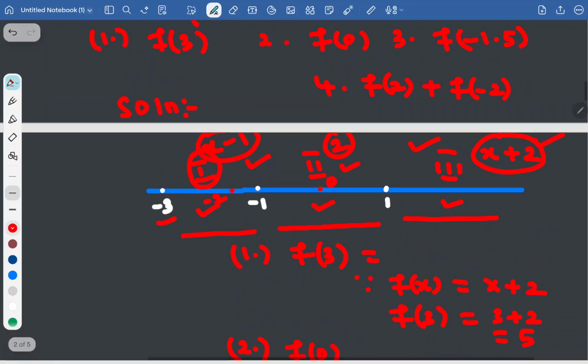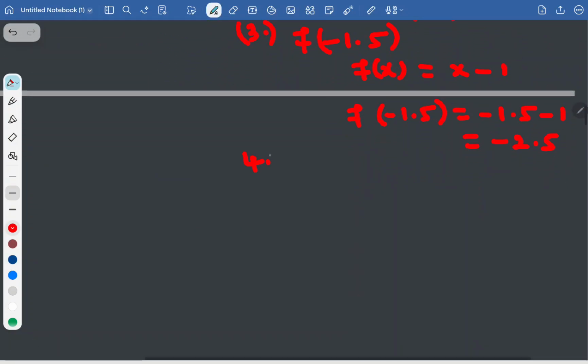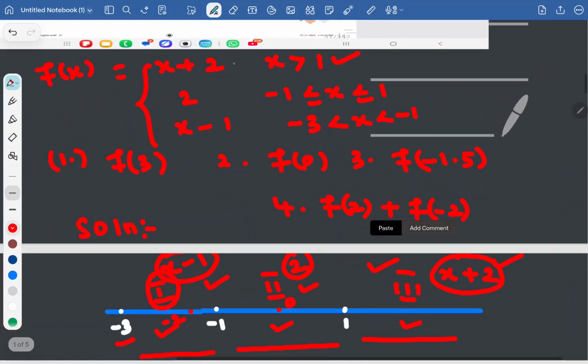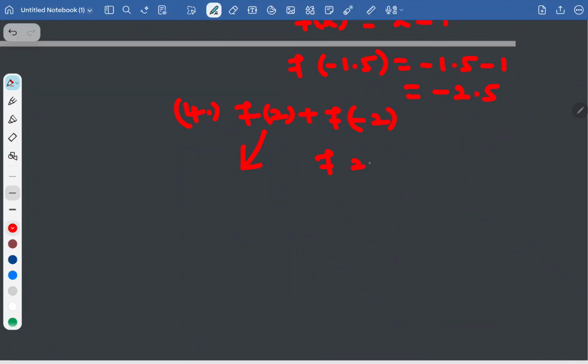Last one, f of 2 plus f of minus 2. Fourth subdivision, we have to find f of 2 and f of minus 2. f of 2 means greater than 1, positive. Greater than 1 means x plus 2. f of minus 2 means first interval. First interval means x minus 1. For f of 2, what is f of x?